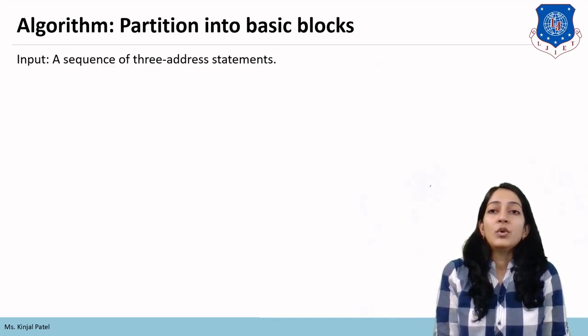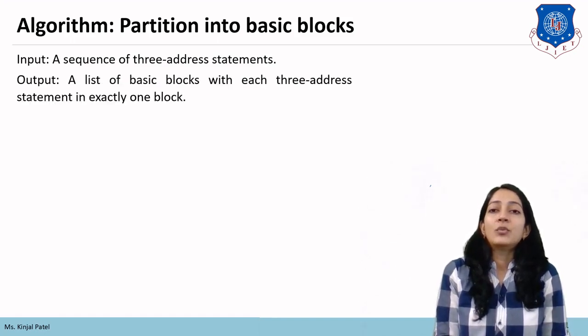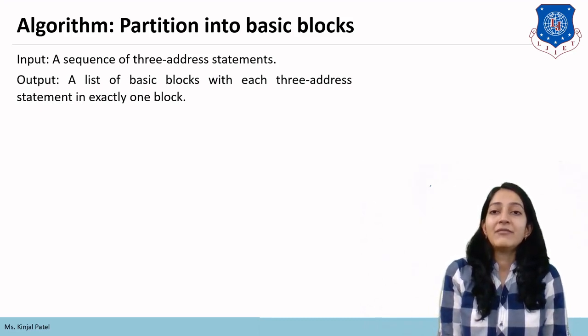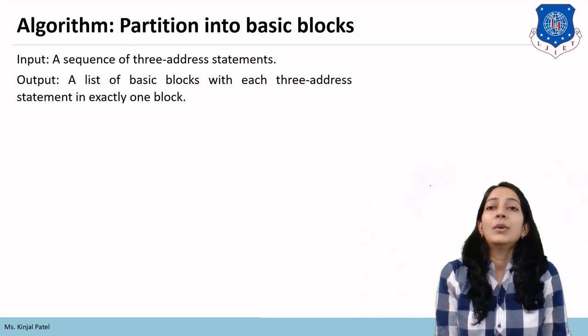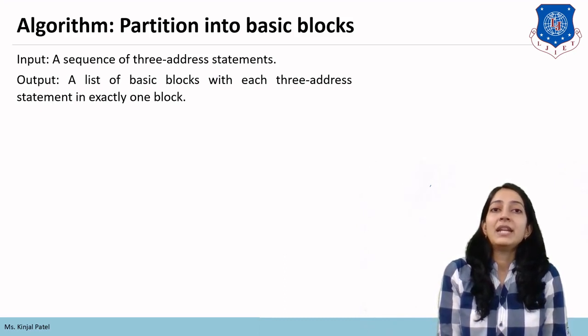Now how to partition the three address code into basic blocks? The input is a sequence of three address statements and the output is a list of basic blocks with each three address statement in exactly one block. Means when we pass the sequence of three address statements, we want basic blocks with each three address statement in exactly one block.